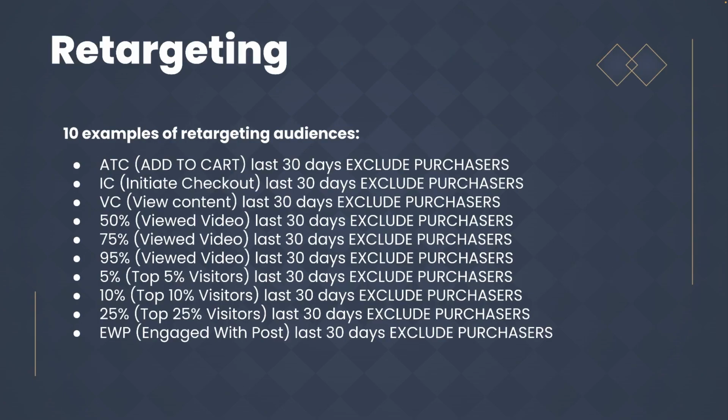For example, add to cart last 30 days, exclude purchasers, right? You want to exclude purchasers in any of the retargeting audiences unless you are specifically advertising to people who bought your product to maybe buy it again or to buy another product from your store, but you want to always exclude purchasers from your retargeting audiences. So initiate checkout last 30 days, exclude purchasers, view content last 30 days, exclude purchasers, 50% viewed video last 30 days, exclude purchasers, 75% viewed video last 30 days, exclude purchasers, and so on.